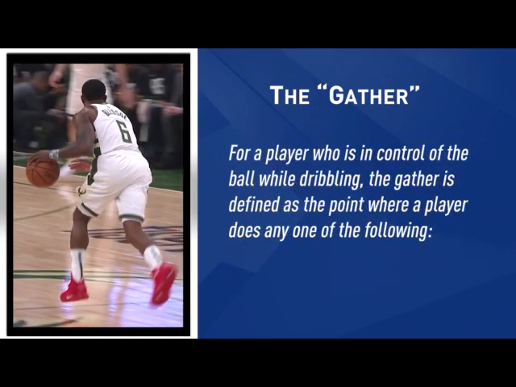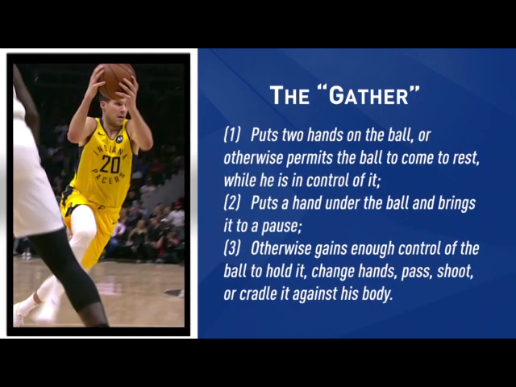For a player who is in control of the ball while dribbling, the gather is defined as the point where a player does any one of the following: puts two hands on the ball, or otherwise permits the ball to come to rest while he is in control of it, puts a hand under the ball and brings it to a pause, or otherwise gains enough control of the ball to hold it, change hands, pass, shoot, or the player cradles the ball against his body.